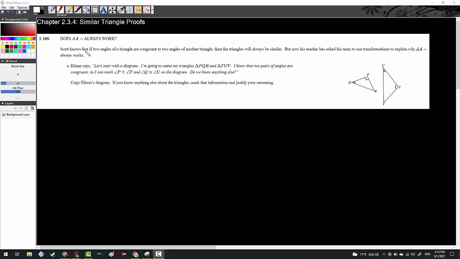Well, basically, what we're going to do is name the triangles based on the diagram, and do we know anything else? Well, luckily, we have the triangle angle sum theorem, right? And so we know that the three angles in a triangle have to sum to 180. And if angle Q and angle U are congruent, and angle P and angle T are congruent, then angle R must also be congruent to angle V. So angle R must be congruent to angle V, and that's going to be by our triangle angle sum theorem.